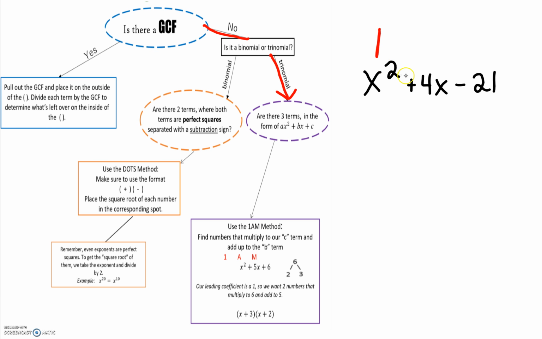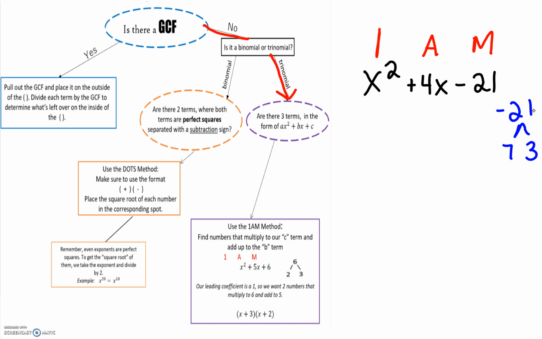So since it's a 1 and we have a trinomial, we could use our 1A method. So we want two numbers that add up to 4 and multiply to negative 21. So let's think of two factors that multiply to negative 21. We should be thinking 7 times 3 is 21.